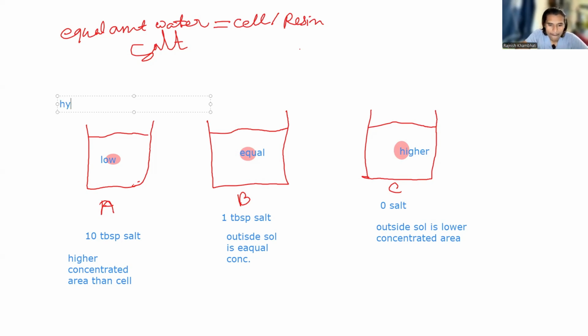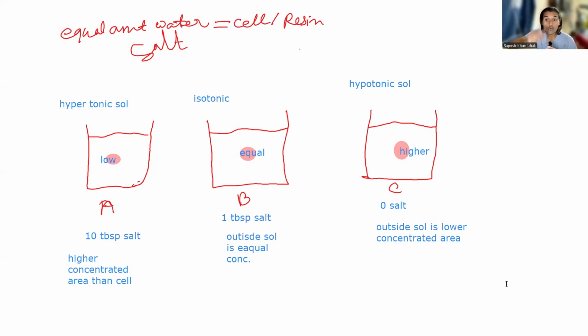In such a situation, the outside solution of A is known as a hypertonic solution. In glass A, the outside water is known as hypertonic solution. In glass B, because it is equal concentration, it is called isotonic solution. And in C, the outside water is lower concentration than the cell, so it is called hypotonic solution.